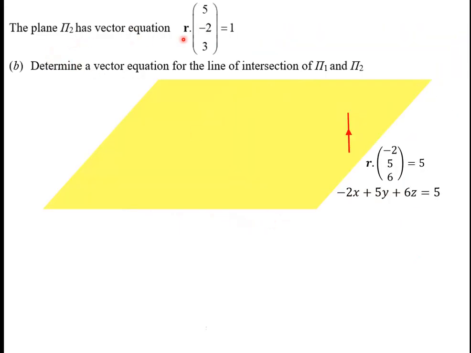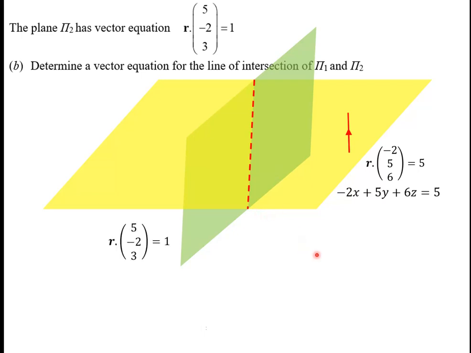Now, it gives me another plane now. This one, I want to determine a vector equation of the line of intersection. So here's my other plane, and I need the vector equation of that line. So here's the equation of that plane, which means I've got a perpendicular vector, which is that (5, -2, 3). That's the Cartesian form, of course: 5x minus 2y plus 3z equals 1.